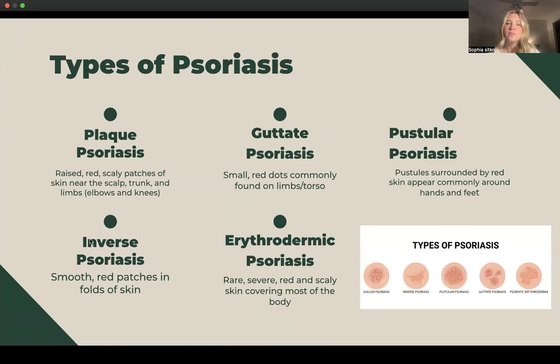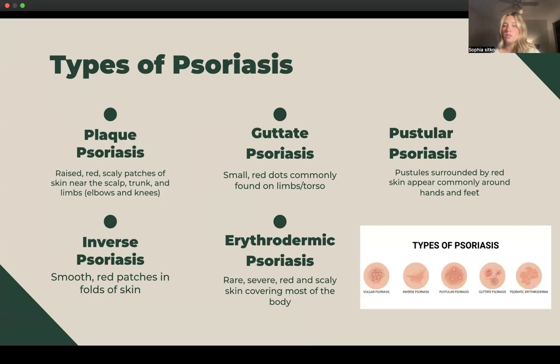So there are five different types of psoriasis. Plaque psoriasis is the most common type. This is red, scaly, raised patches on the skin. Usually they're pretty symmetrical, on both sides of the body, and they're found in the scalp, trunk, and limbs, specifically around the elbows and the knees.